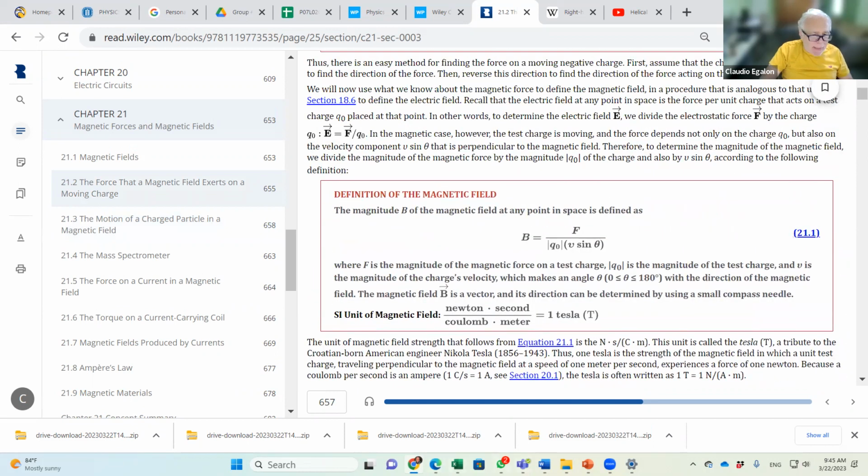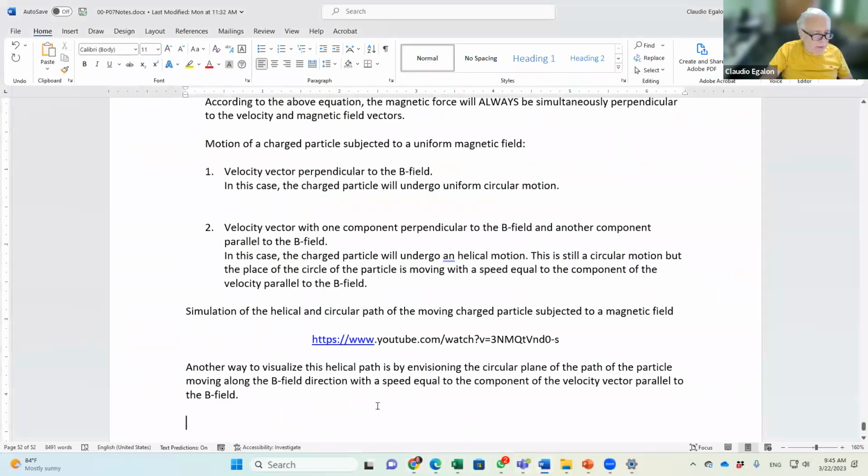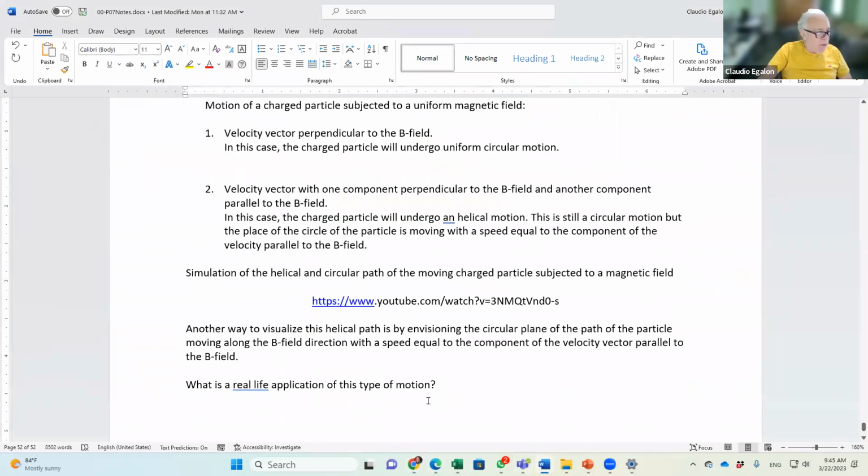Okay, what are the applications of this type of motion? Let's just write it down. What's a real life application of this type of motion?